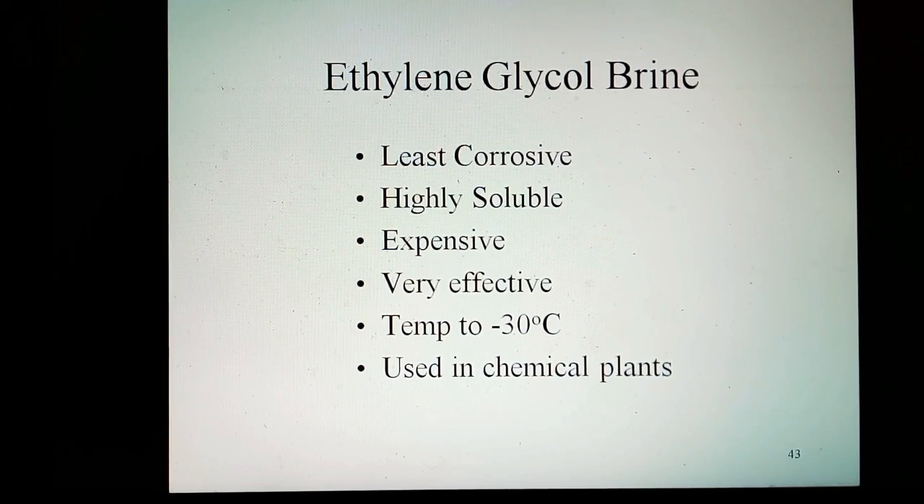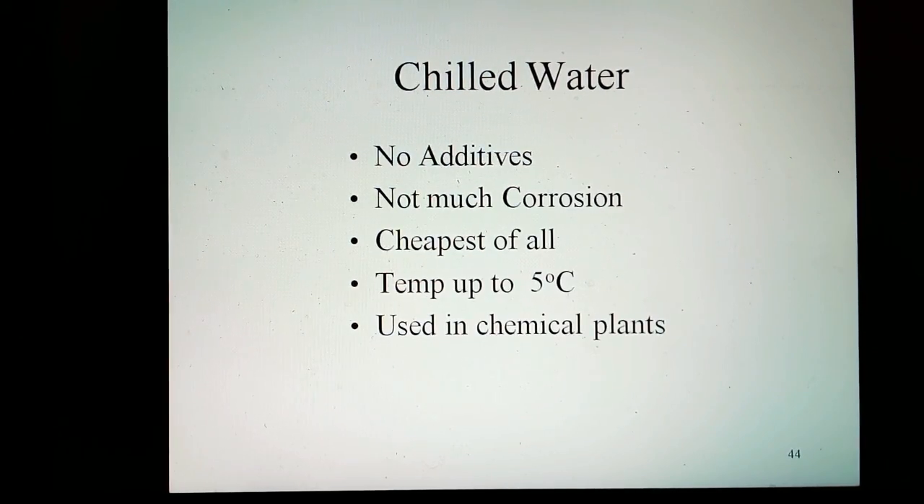Ethylene glycol brine is least corrosive and highly soluble. It is expensive and very effective. It can reach a temperature up to -30 degrees centigrade. It is mostly used in chemical plants. Chilled water has no additives. It has not much corrosion. It is cheapest of all. It can reach a temperature up to 5 degrees centigrade. It is mostly used in chemical plants.